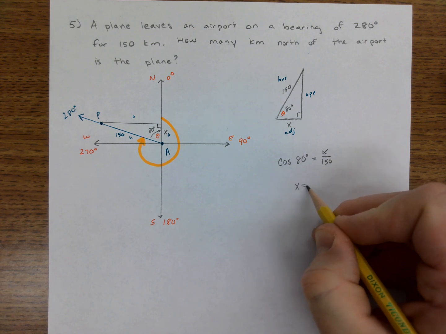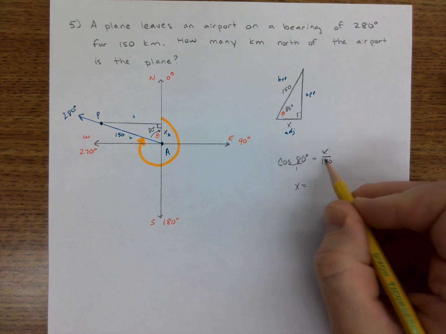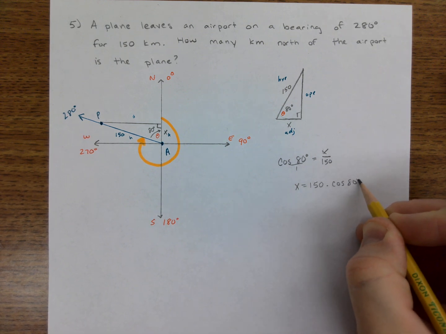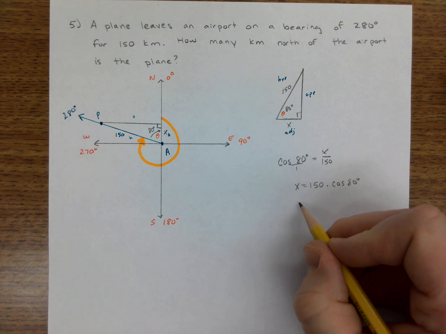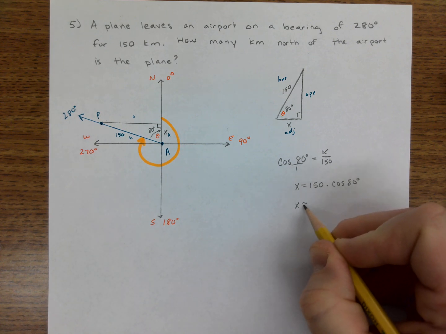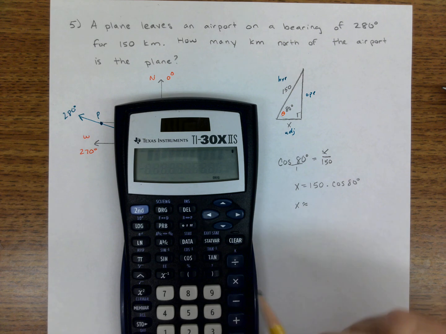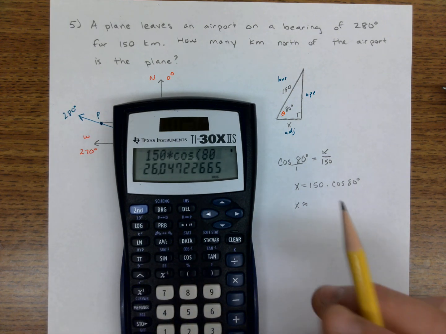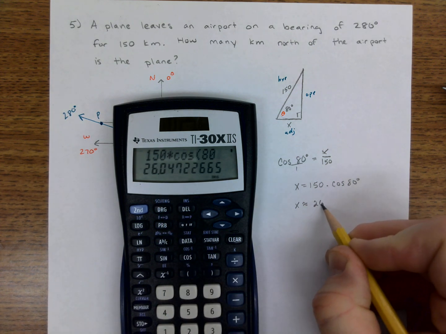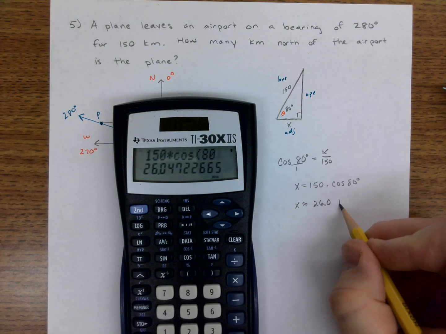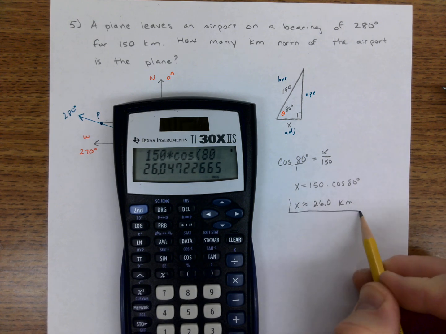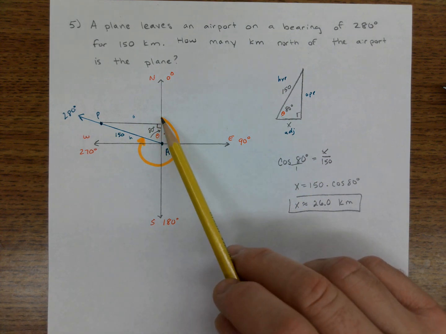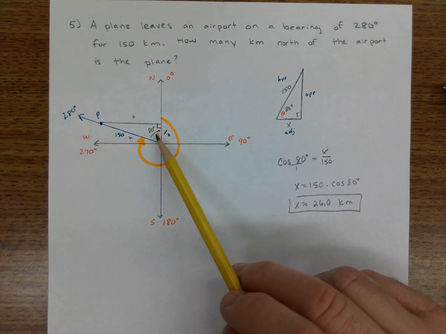Solve for x. X is equal to, if you cross multiply those, 150 times cosine of 80. That is an exact answer, but we're asked to find an approximate answer, so we're going to take 150, make sure your calculator's in degrees, 150 times the cosine of 80 degrees, 26.0. And what are the units? We've been asked to find distance, 26.0 kilometers.